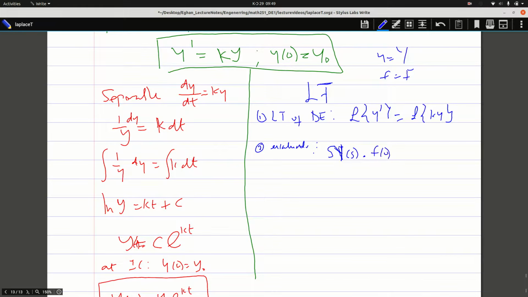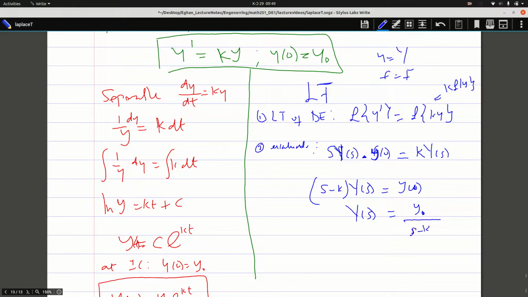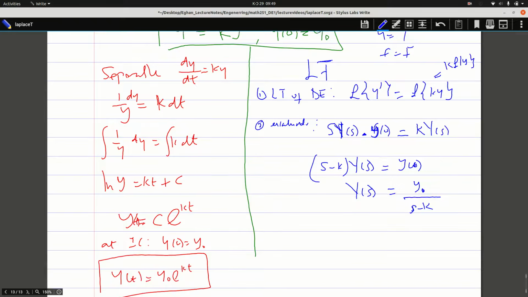Minus f of 0, so it means y at 0 is equal to, this is a constant, so it comes out as k. This is the same as k times the Laplace transform of y, which will simply be the big Y of s in the frequency form. I can group like terms. I'm going to have (s minus k) Y(s) is equal to y at 0. If I want the big Y of s, it's simply y naught, y at 0 is y naught, all over s minus k. That is the substitution of the initial condition.